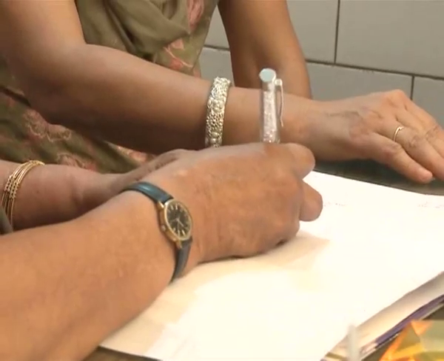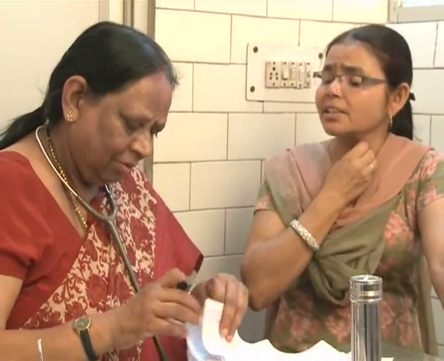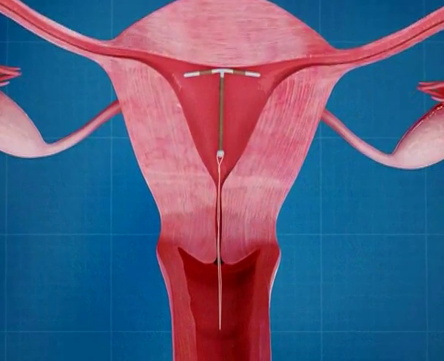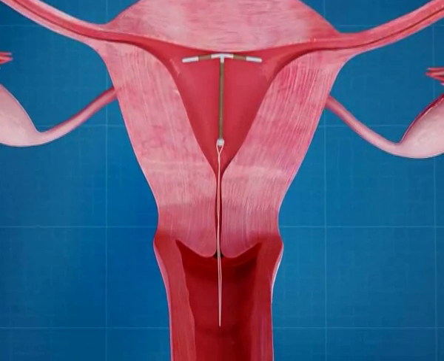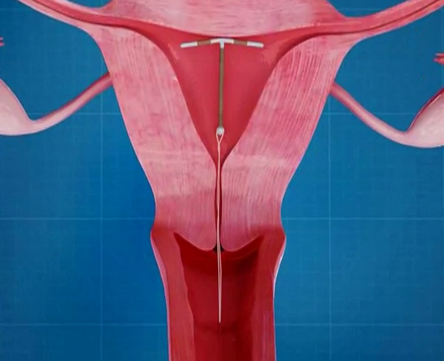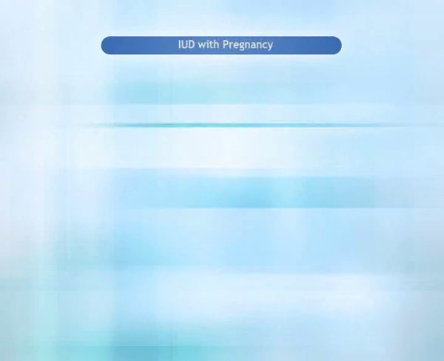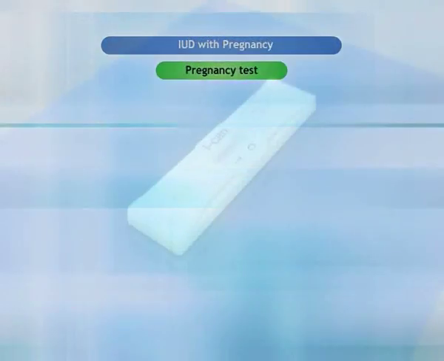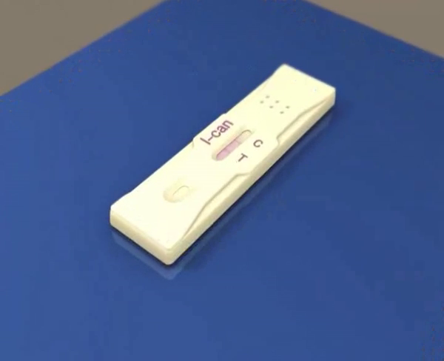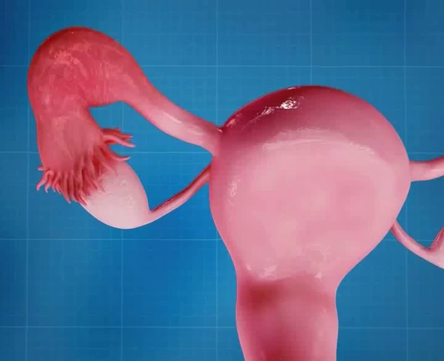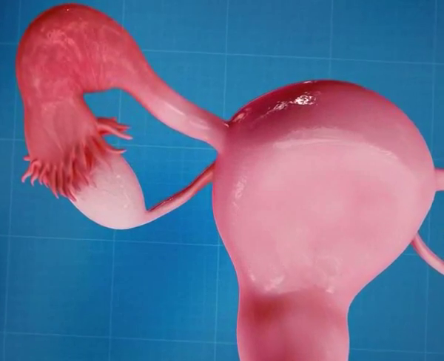After getting as much information as possible from the client, conduct a physical examination to confirm pregnancy and to rule out any other pathology. It is especially important to document whether the string is visible at the cervical os. To confirm pregnancy, perform a urine pregnancy test. If the pregnancy test is positive, then ectopic pregnancy must be ruled out.